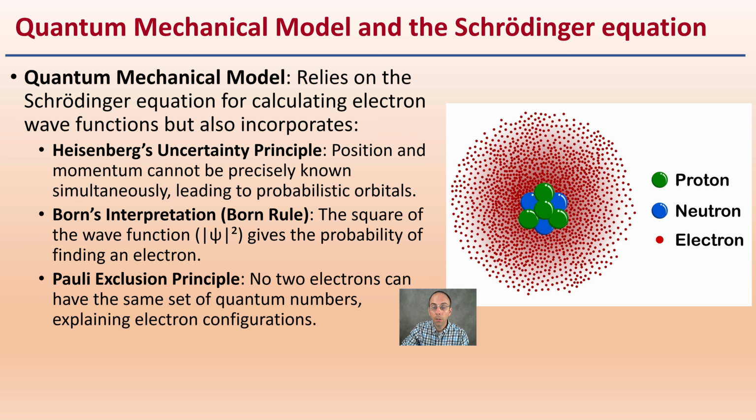So how does this relate to the Schrödinger equation? The quantum mechanical model relies on the Schrödinger equation for calculating those electron wave functions, but it also incorporates the Heisenberg uncertainty principle, Born's interpretation, known as the Born rule, and the Pauli exclusion principle. Position and momentum cannot be precisely known simultaneously, leading to probabilistic orbitals, those denser clouds. The square of the wave function gives the probability of finding that electron, so that's the Born rule. And the Pauli exclusion principle says that no two electrons can have the same set of quantum numbers, explaining electron configurations, which will be described in another video.